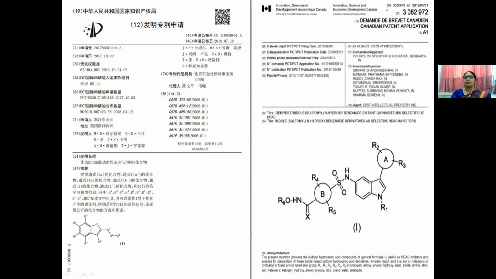Somewhere it will be there. CA, yes, CA is there. This Canadian patent, this is the patent number. A1 is a document, it's an application only. Again, this is a chemistry patent, it is our own patent. And this is a Chinese patent. It is present in Chinese language.